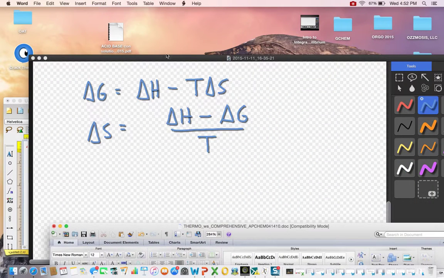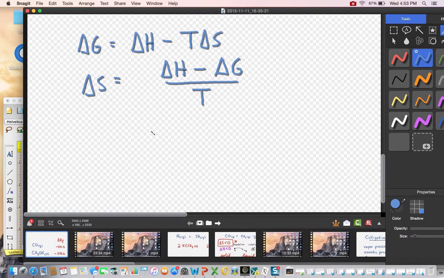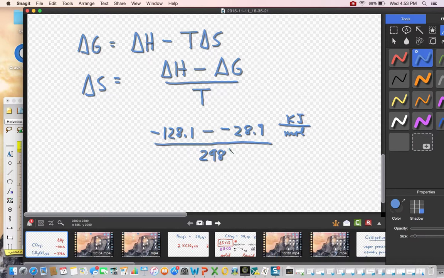So now we simply have a bit of an algebra problem. We have minus 128.1 minus a minus 28.9 kjoule per mole, all divided by 298 Kelvin. Now this is going to be in kjoules per mole Kelvin. I would probably multiply this by the factor of 1,000 to get it in joules per mole Kelvin.